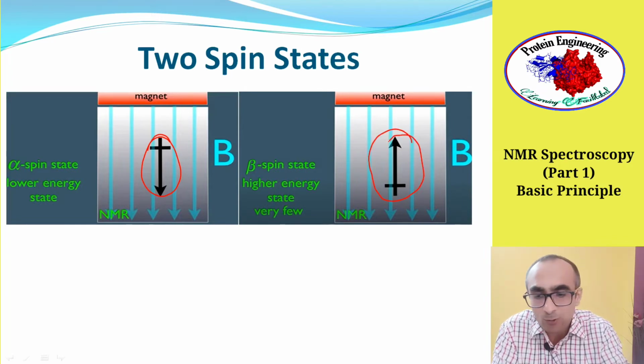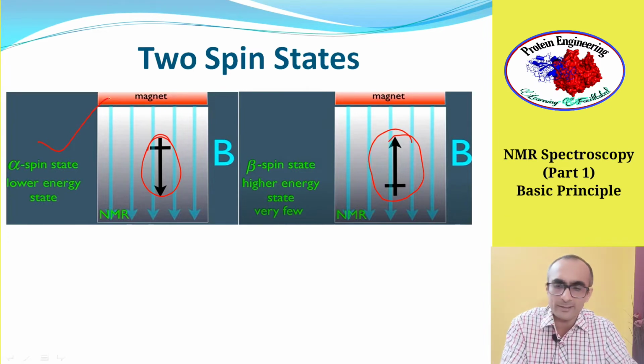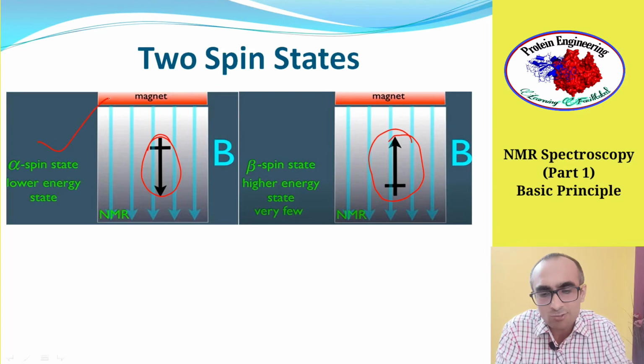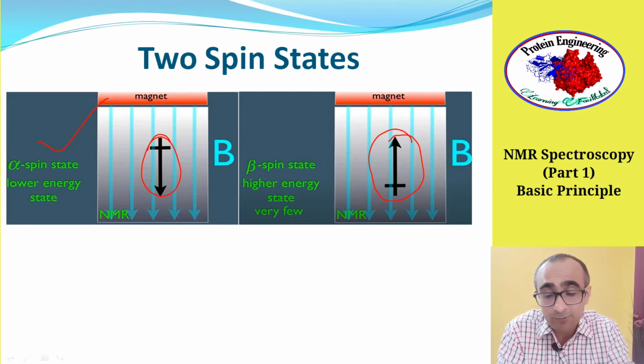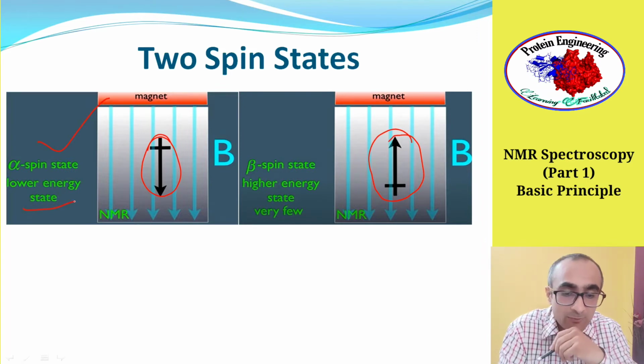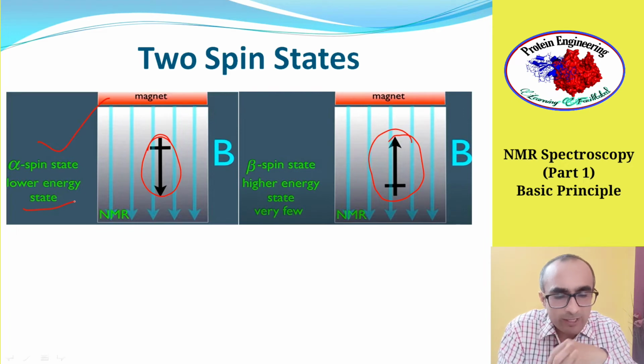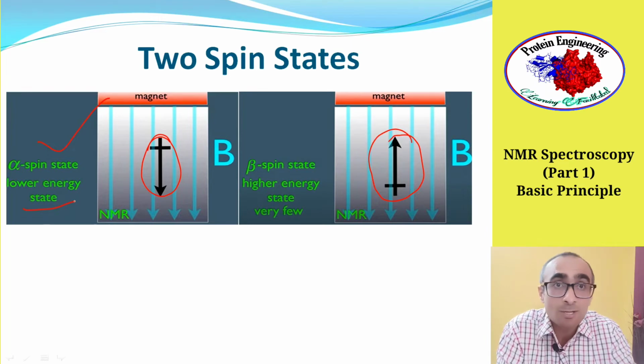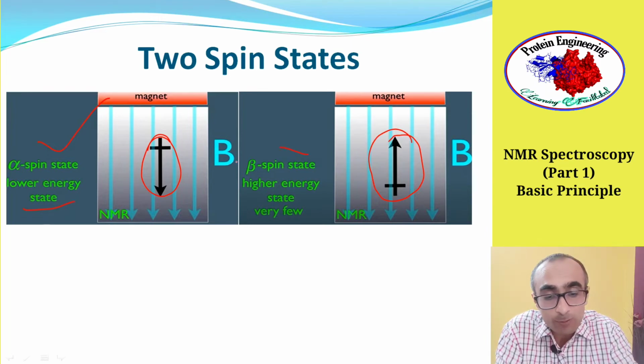So this is called alpha spin state, which is a lower energy state. Most of the nuclei arrange themselves in the direction of the applied magnetic field in the lower energy alpha state, and very few nuclei may orient their magnetic moment vector in opposition to the applied magnetic field. That's called beta spin state, the high energy state.